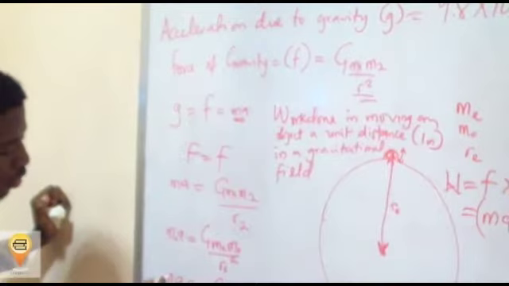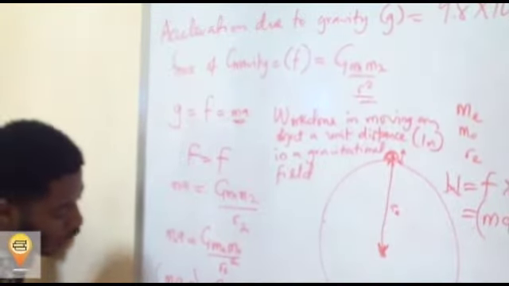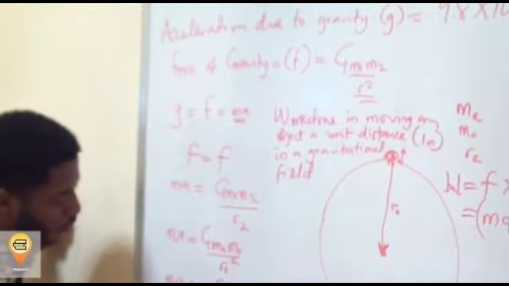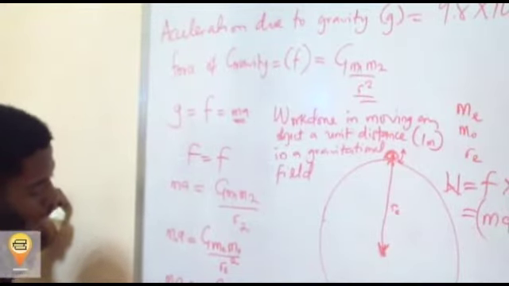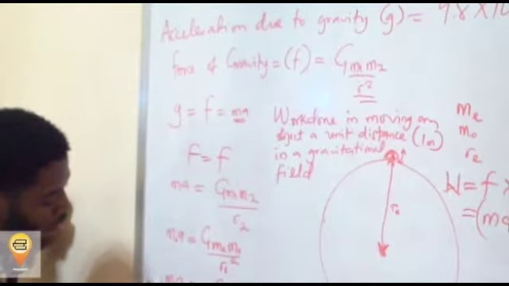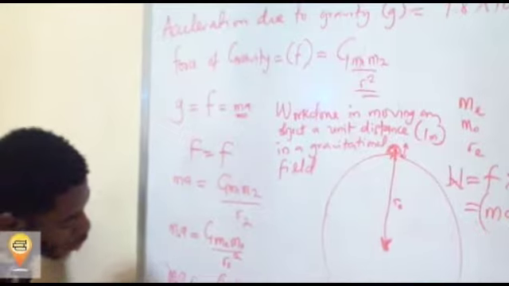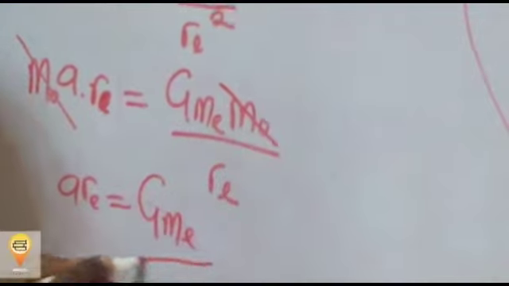Now let's coin this to be our V, which is the work done. Before we coin this, we can have Mo here cancel the Mo here. Then we are left with acceleration multiplied by radius equals G Me over Re. You can coin this now to be V, which is G M over R.